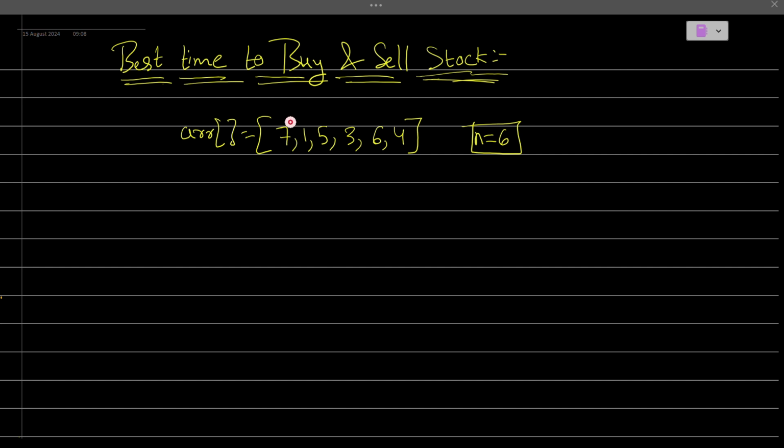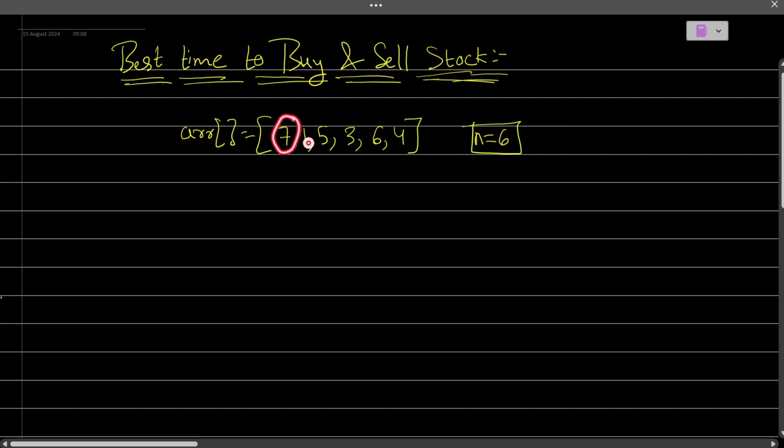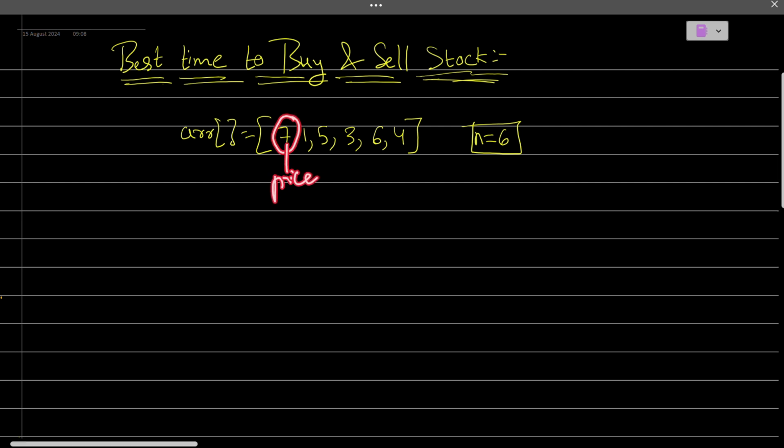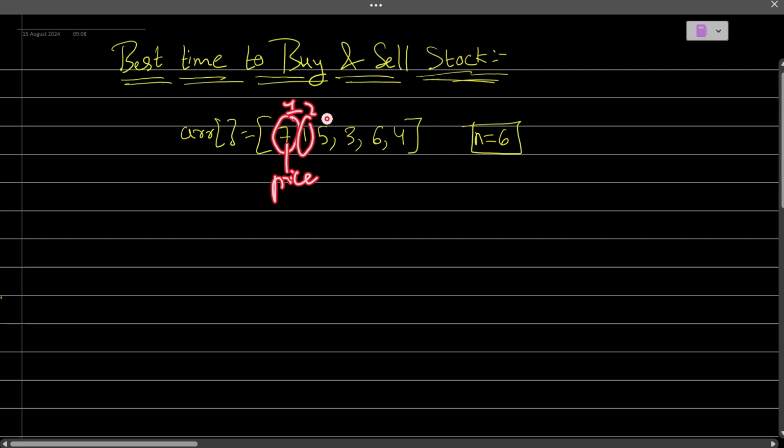It states that on the first day the price of the stock is 7. This is the price. This is the first day, this is the second day, this is the third, this is the fourth, this is the fifth, and this is the sixth. So the first day price is 7.